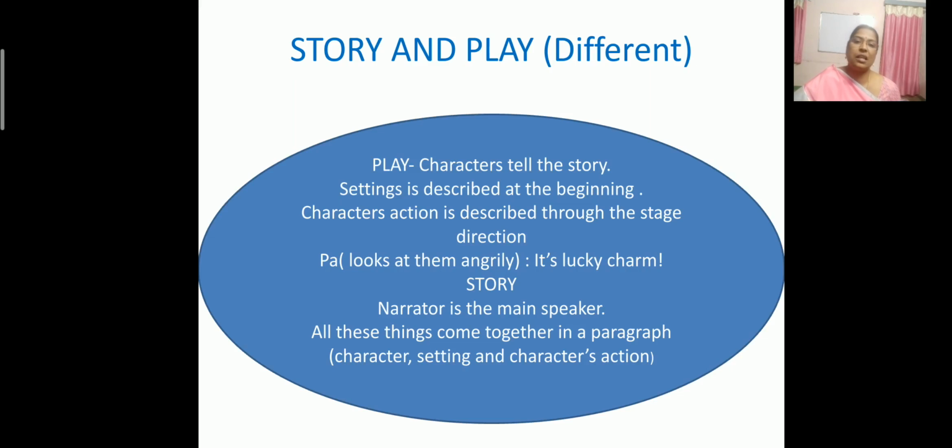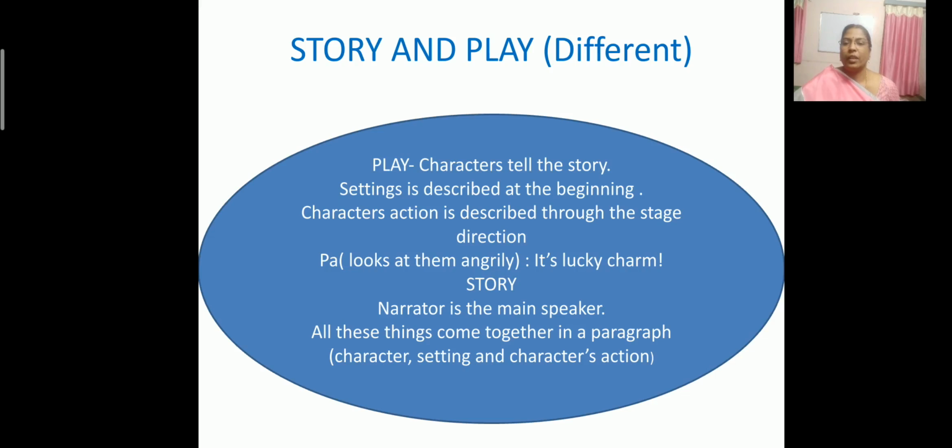A character's action is described through the stage direction. So Pa said something angrily, no? See here the example: Pa looks at them angrily. It's lucky charm. So "looks at them angrily" is the stage direction. That is the action of the character. So when Pa is delivering his dialogue, children, he has to keep his face in an angry way. Angrily he has to tell the dialogue. So Pa looks at them very angrily. It's lucky charm. Like that he says. So it will be there in the play.